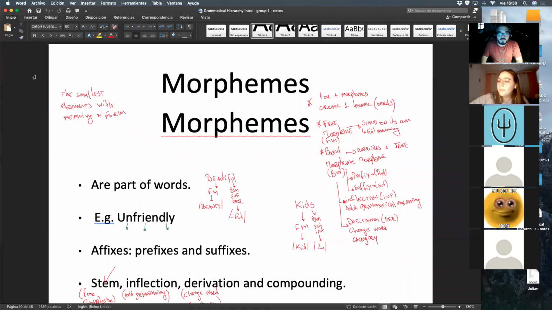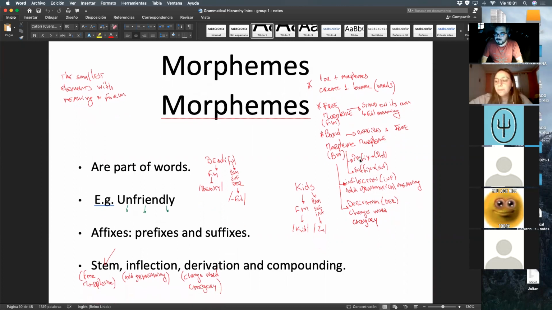Entonces, morphemes: the smallest units with meaning and form. One or more morphemes create one lexeme, which is the term we use for words. And for free morphemes, the symbol is FM. They can stand on their own because they have full meaning. Then we have bound morphemes. The symbol is BM, and they require a free morpheme because they don't have a full meaning. Even though they have meaning, they don't have a full meaning on their own.